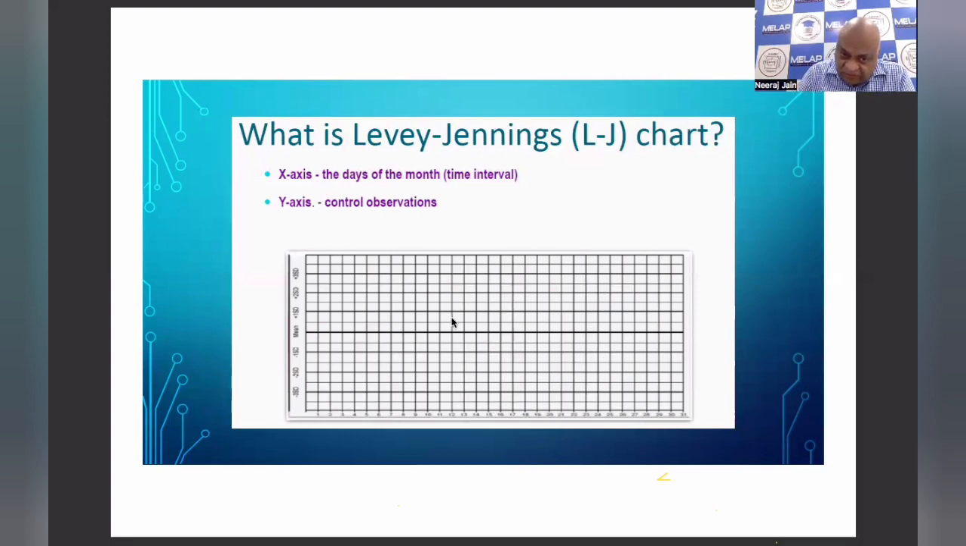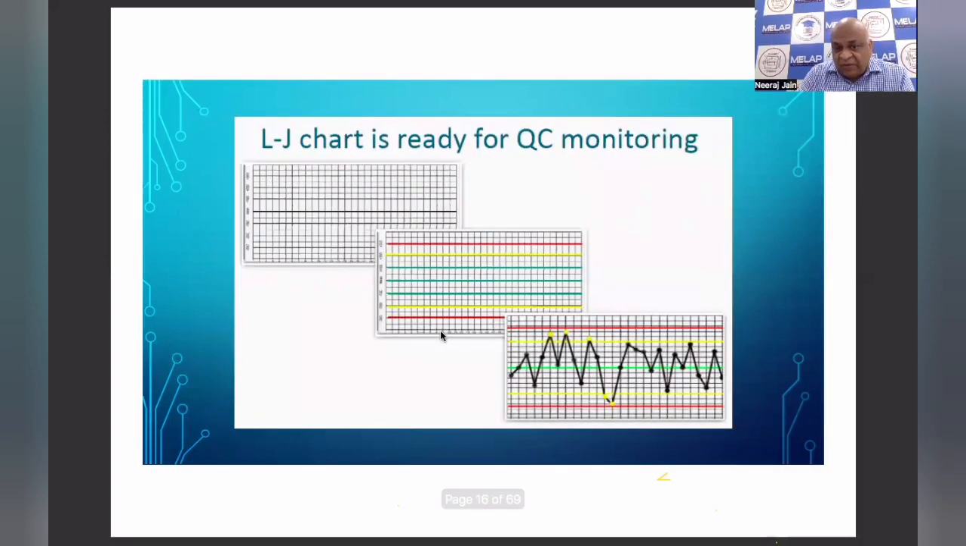Now suppose today the result is 101. You are putting a point at 101. Next day, suppose it is 100.5, then 99.5, 100, 102, 101, 99. So you are putting these points, and when these points are joined, you get a chart like this.